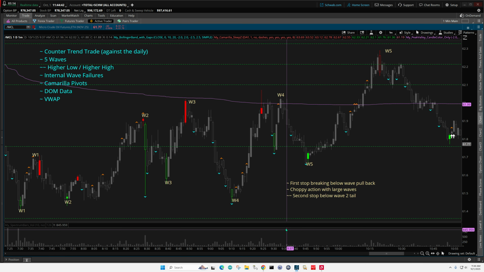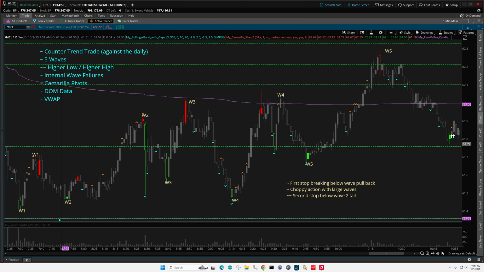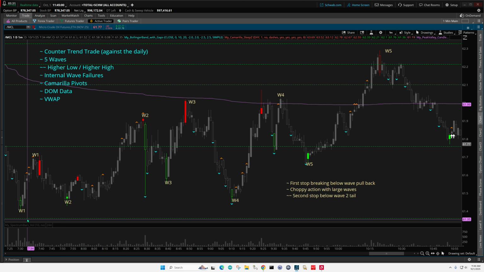Camarilla pivots, these are the green lines. This is the Thinkorswim study, and typically on a 5 wave move, you would expect to see that 5 Camarilla pivot lines are intersected. So here's the lowest one of where our price is. Here's the closest one. You can see it doesn't touch it.